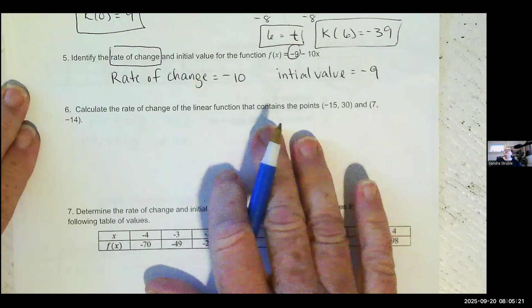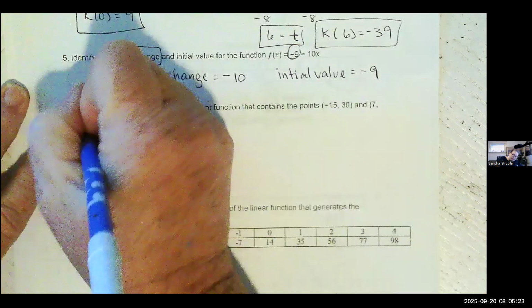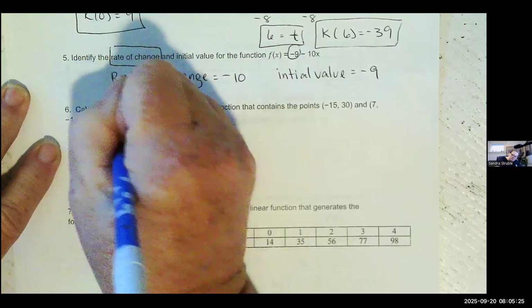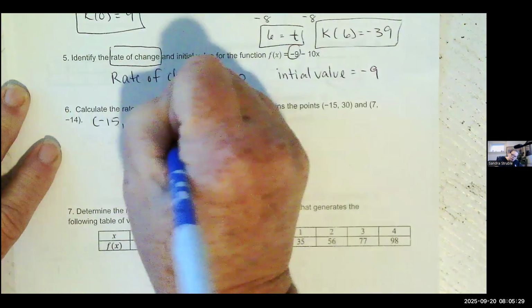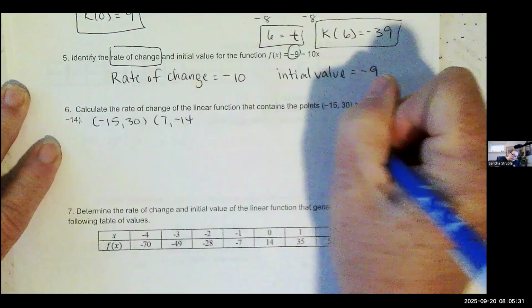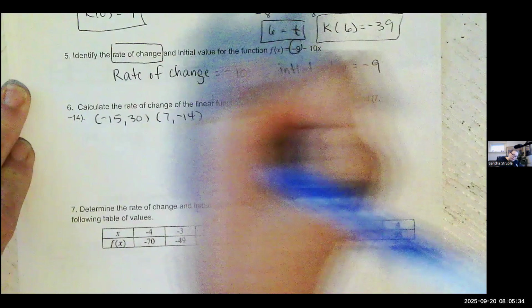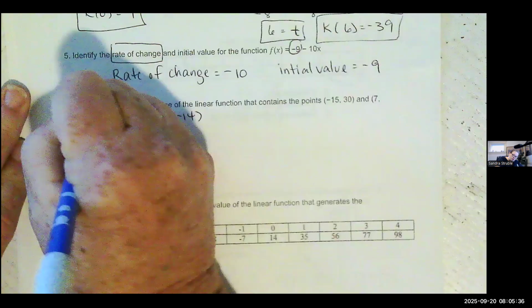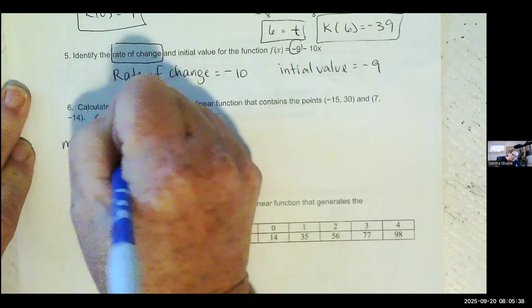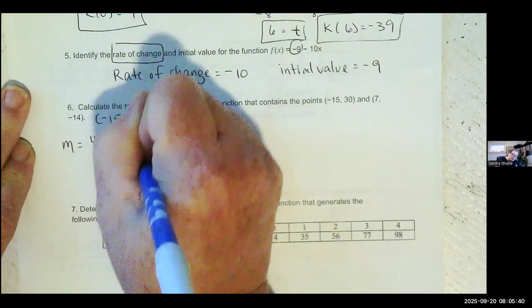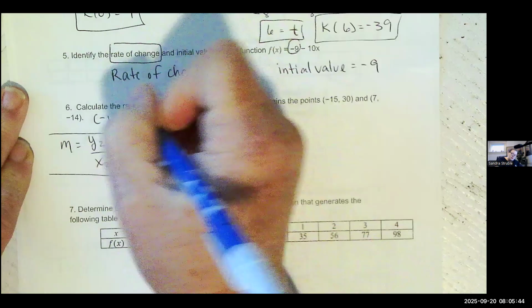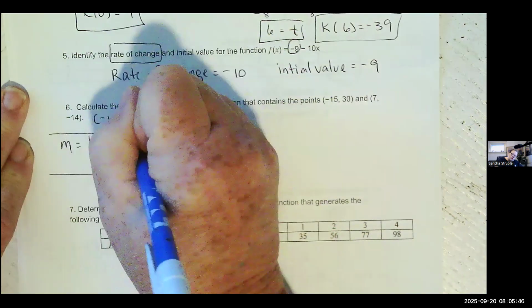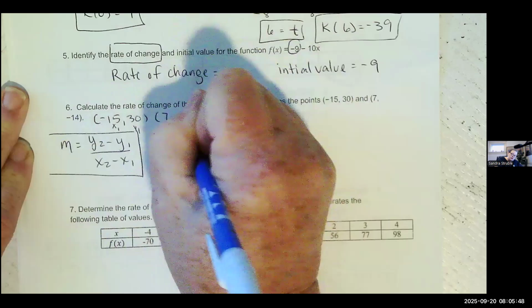Okay. Calculate the rate of change of the linear function that contains these points. I'm going to rewrite them real quick because I like to label mine. Always, always. And I'm going to give you your first formula you need for your exam. And that is the slope formula, or the rate of change formula. Y sub 2 minus y sub 1 over x sub 2 minus x sub 1. Put this on your note card if you do not have it memorized. I do not expect you to have it memorized. x sub 1, y sub 1, x sub 2, y sub 2.